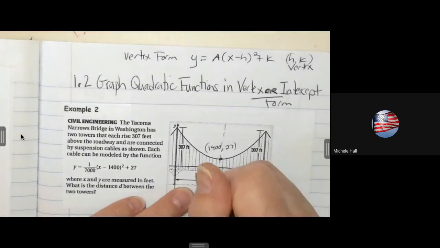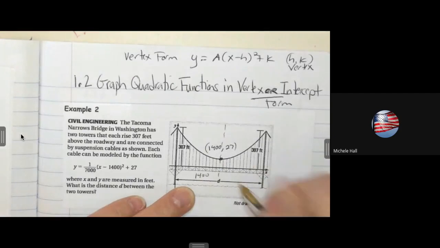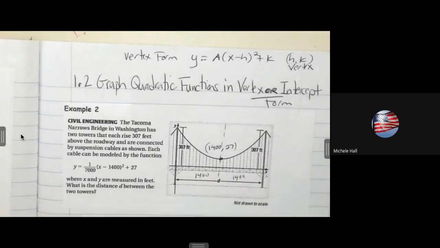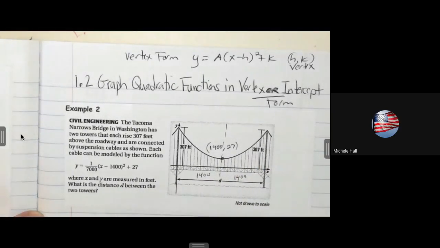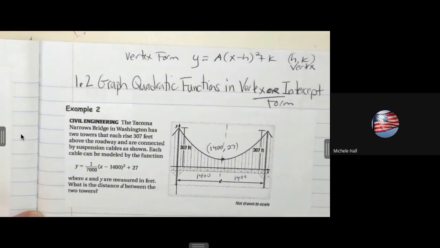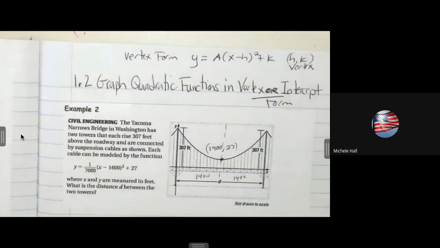So this is 1400, and we know it has symmetry. So this is 1400. Therefore, the distance D is 2 times 1400, or 1400 and 1400, which is 2800. So we didn't have to do anything. We just need to know how to use the numbers that are in the equation.